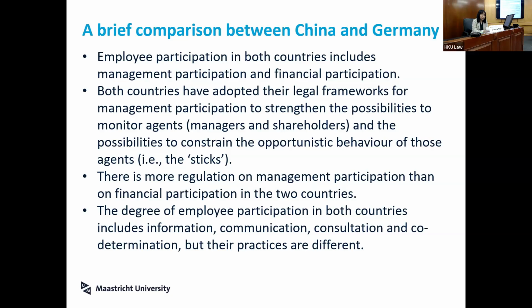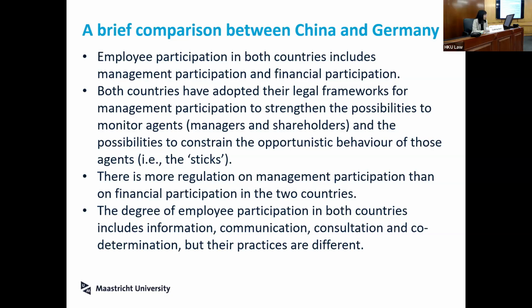And for financial participation, I found that in Germany they would prefer the form of profit sharing. Not in China, where we prefer the form of employee stock ownership plans, and also the government, like the Securities Commission and the central government, issues some government documents to regulate ESOPs, employee stock ownership plans. But in Germany, I did not observe this practice of employee stock ownership plans.